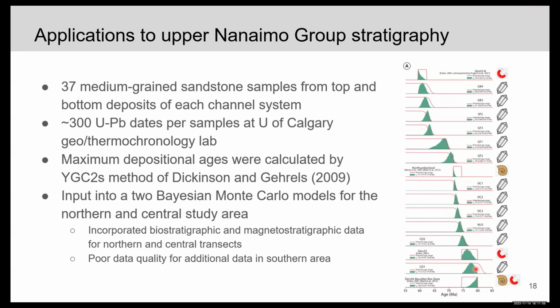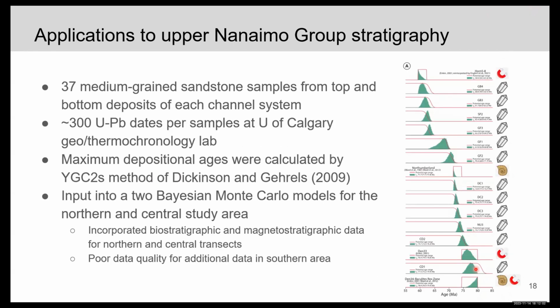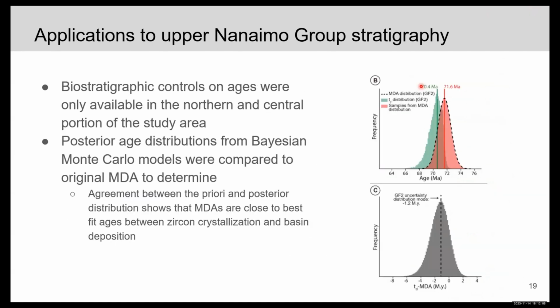So that kind of left us with an issue. So what we decided to do is calculate our best fit ages from two transects, one in the north, one in the middle, and then compare those best fit ages to the original input ages. This allowed us to see how accurate the original data were, the original maximum depositional ages.